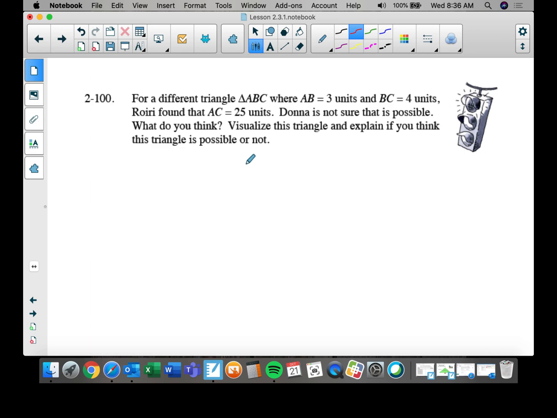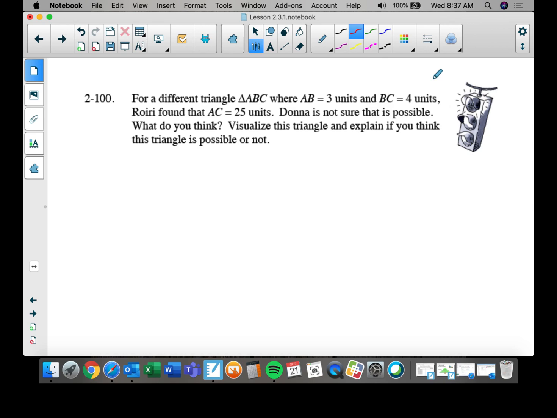So now if we take a look at problem 2-100, notice it says for some different triangle where AB is 3 and BC is 4, Rory found that AC is 25. Donna's not sure if that's possible. What do you think? And so now here's the idea where we're headed. Is it possible to have side lengths of 3, 4, and 25?